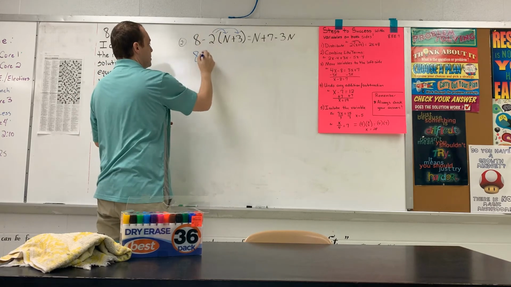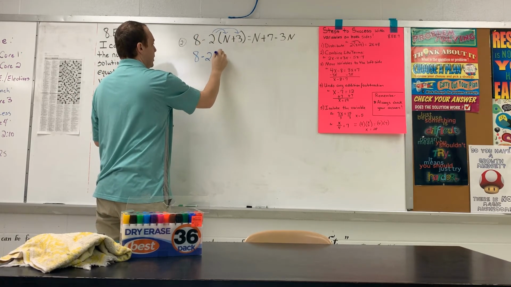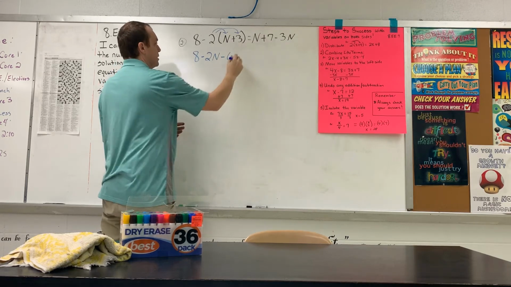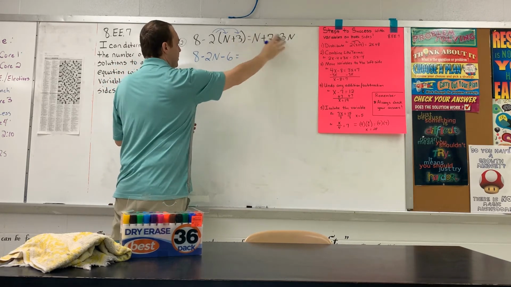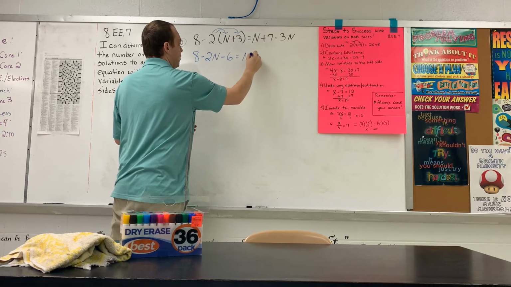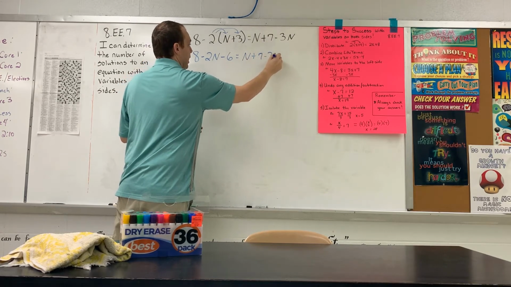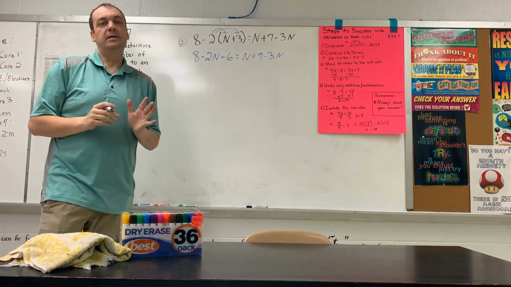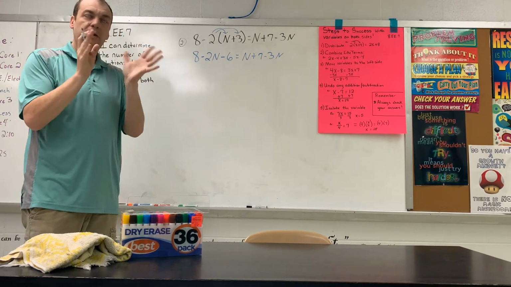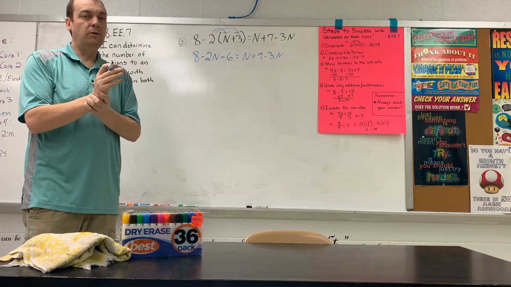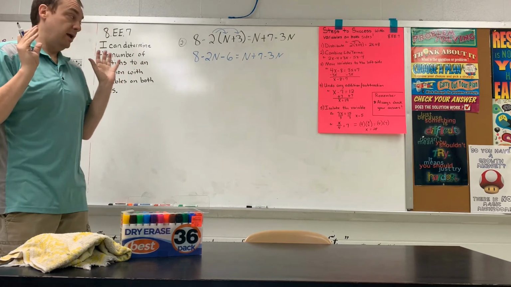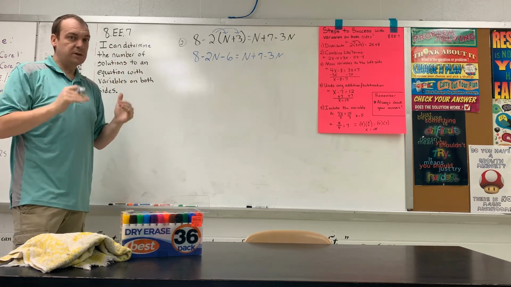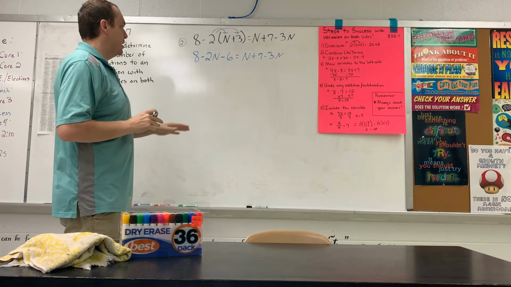So -2 times n is -2n. -2 times 3 is -6. Nothing to distribute over here, so I'm going to leave it alone to keep it neat and just bring everything down. Remember, take it one step at a time. It will make the problem seem a little longer, but it's okay. I'd rather us take our time and do more cautious steps than make careless mistakes.